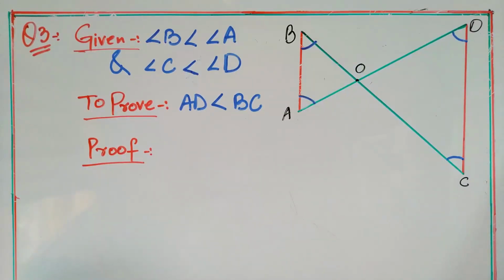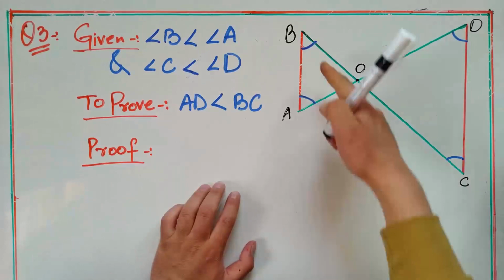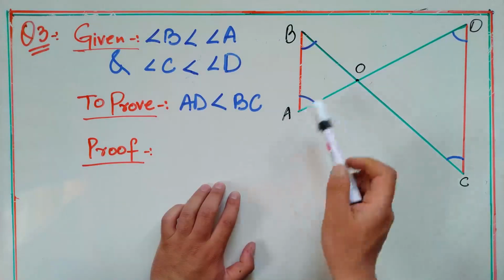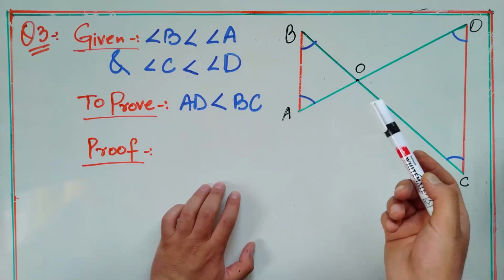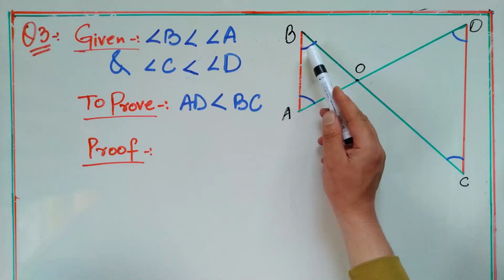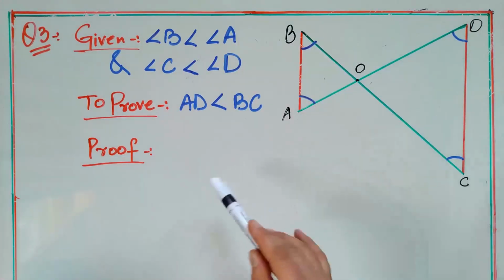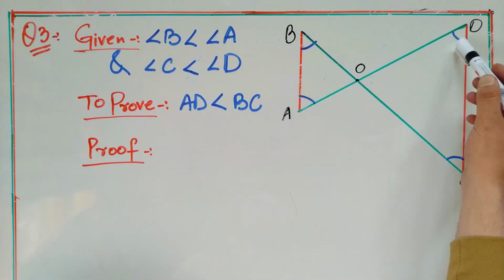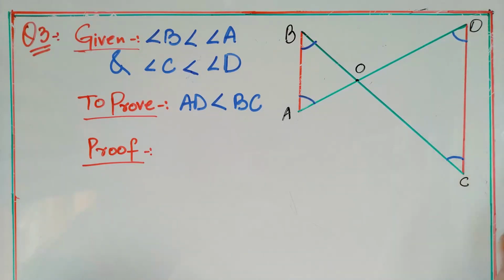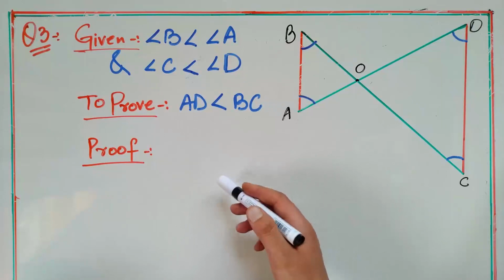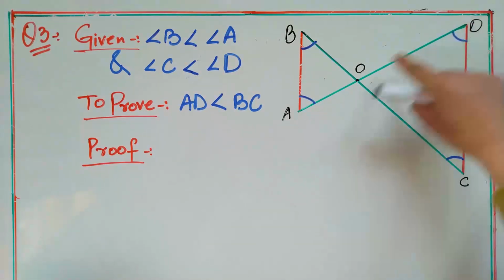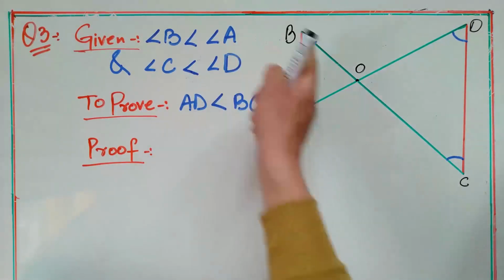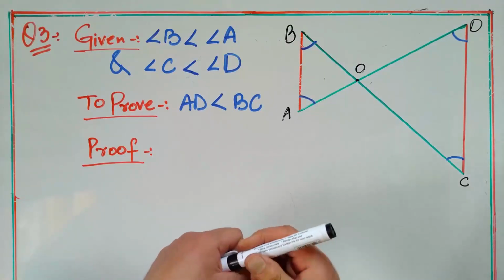Okay, in this question number 3, we have been given that this angle B is smaller than this angle A. This is a smaller angle, so B is smaller than A. Or you can also say in this manner that A is a larger angle compared to angle B. A is greater than B. That can also be said. Similarly, it is said that angle C is smaller than angle D, or we can say angle D is larger than angle C. We have to prove that this side AD, from here to here, is smaller as compared to this side BC. Let's see how we can do this.